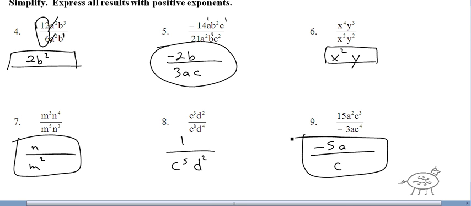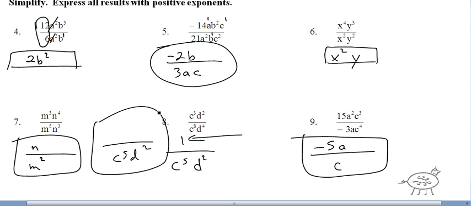Now, some of you guys might say, well, can we have a 1 on the bottom? Guys, if it's a 1 on the bottom, you don't write the 1. But if there's a 1 on top, like here I had to write a 1 because you don't want to write c to the 5th d squared. It doesn't make sense to have that as an answer. You need a placeholder. It makes sense if it's on top and it was c to the 5th d squared, because then you just say c to the 5th d squared. But you definitely have to put a 1 for that problem. All right?